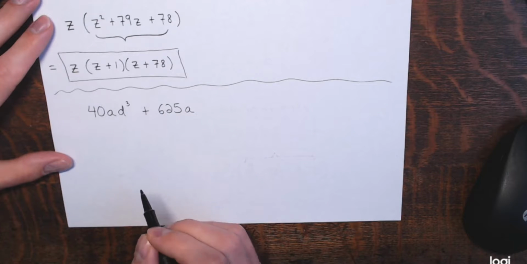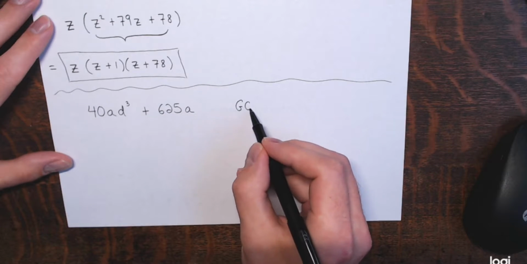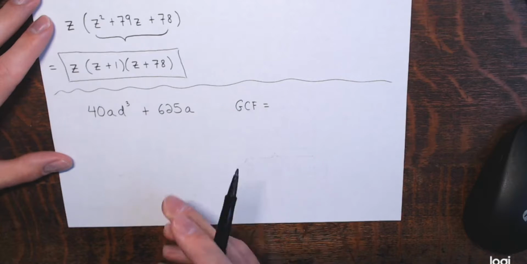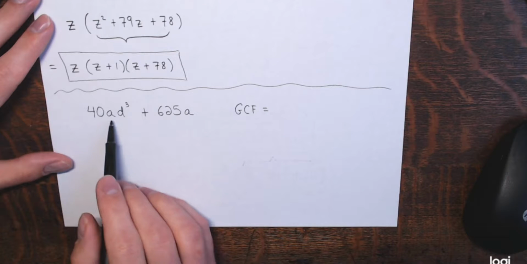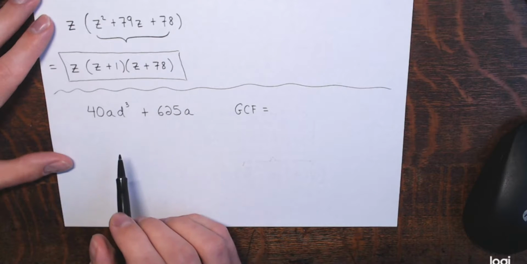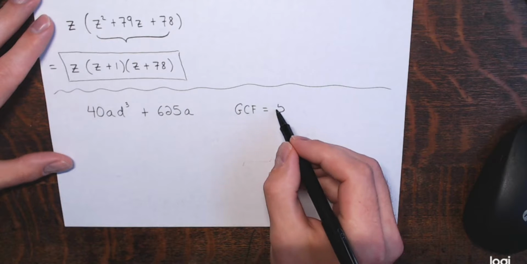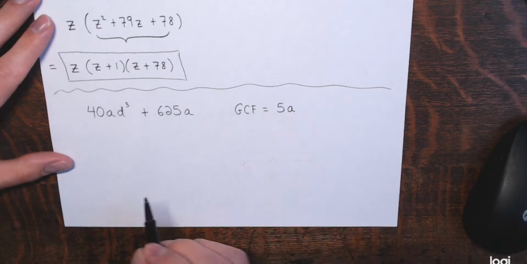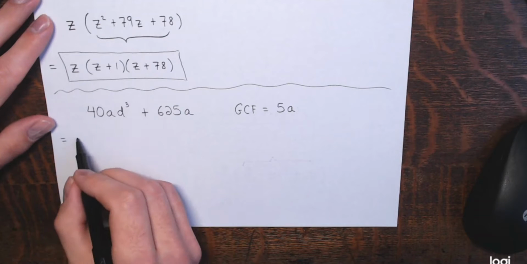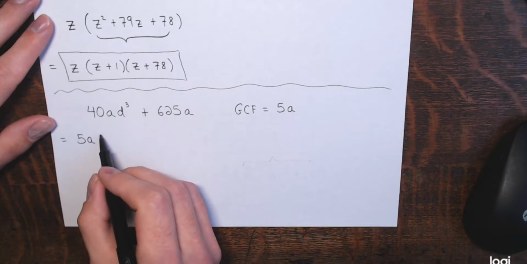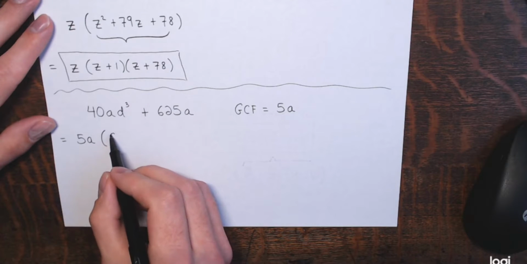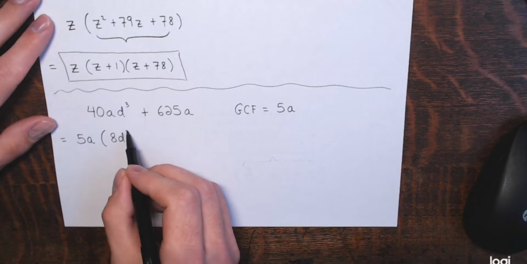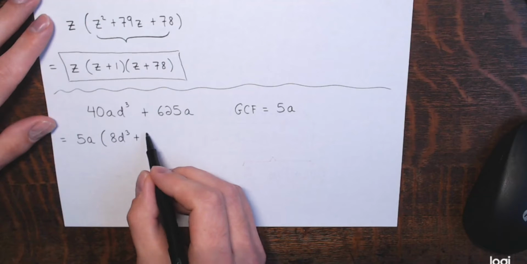Alright, so the greatest common factor, again, the first thing you look for in any factoring is the greatest common factor. And both these terms have a in common, and they also have a multiple of 5. I can see that the greatest common factor is going to be 5a. So I pull out 5a, and if I remove a factor of 5a from each of these terms, what would be left over would be 8d cubed plus 125.